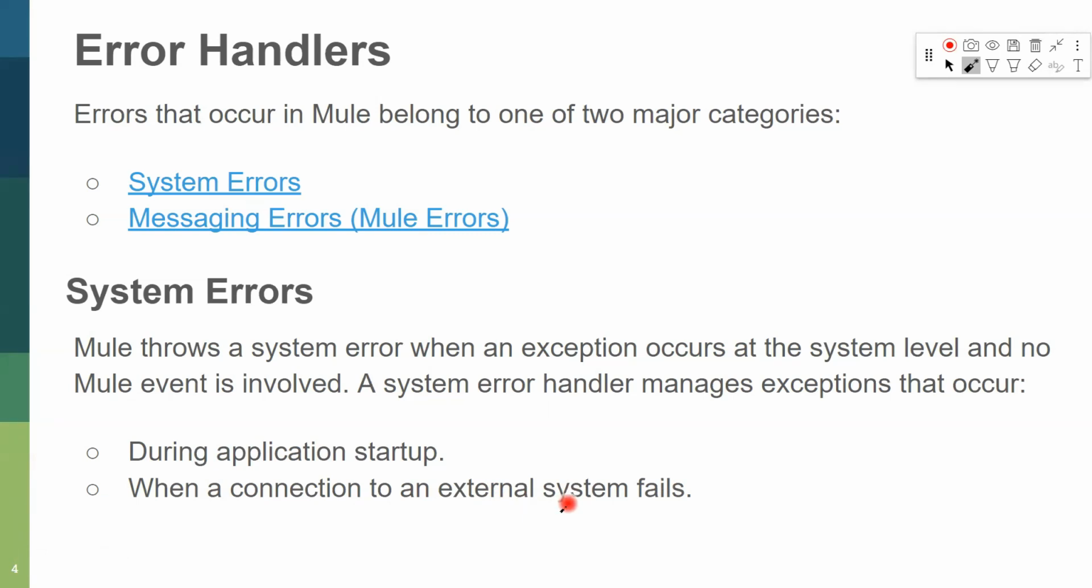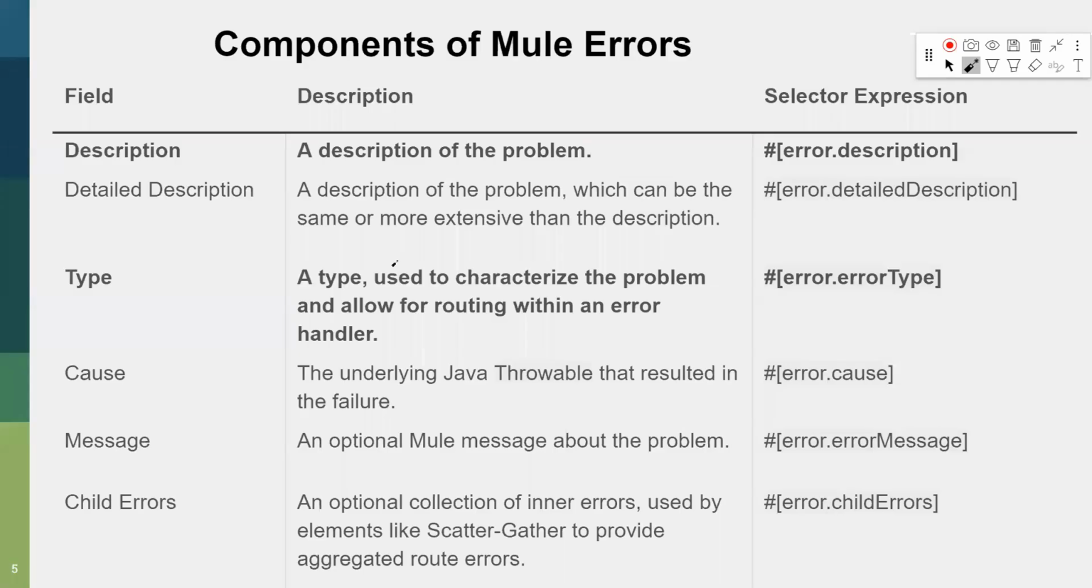But what we are mainly interested in, and the errors that we can customize and handle, are called messaging errors or Mule errors. So these are the types of errors that we are talking about. So far, I'm sure you have encountered different types of errors. Maybe when you first encountered errors, you were overwhelmed. Now, after you understand their content and what they mean, and the different types, I think this will be more clear.